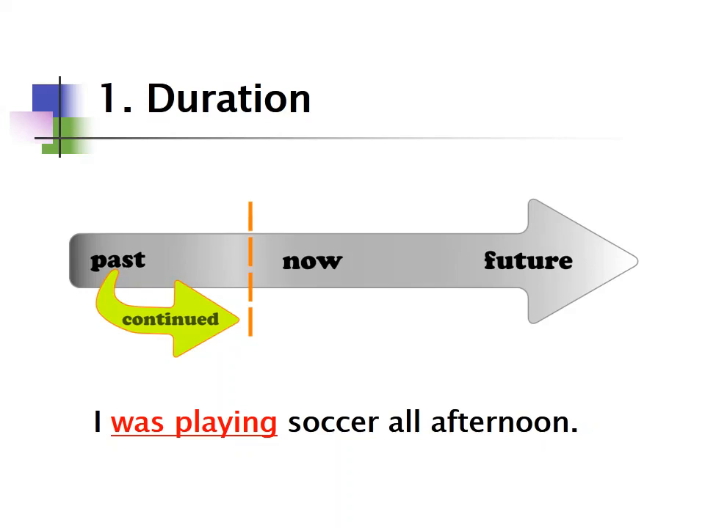Now, I'm not playing soccer now, so you'll notice that the yellow arrow that says continued does not reach the now part. It's, in fact, a continuation of an action that took place in the past for a duration of time, all afternoon. I was playing soccer all afternoon.